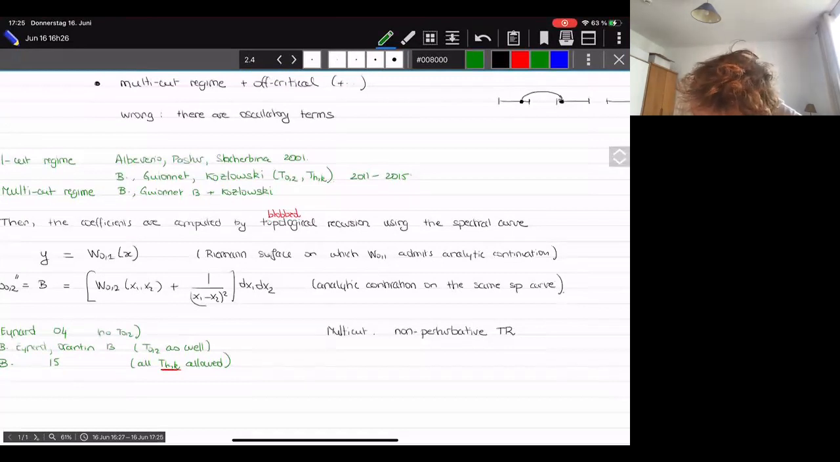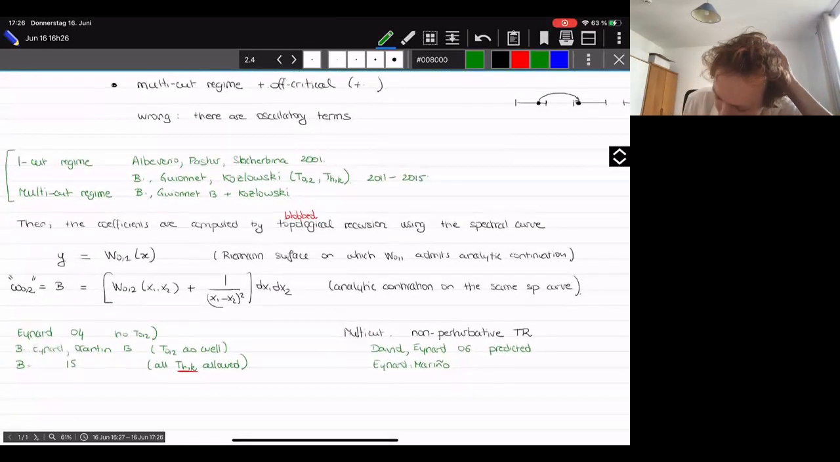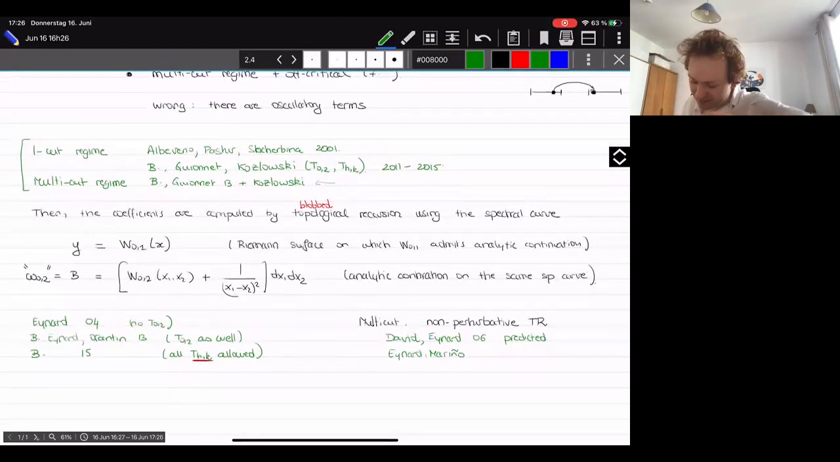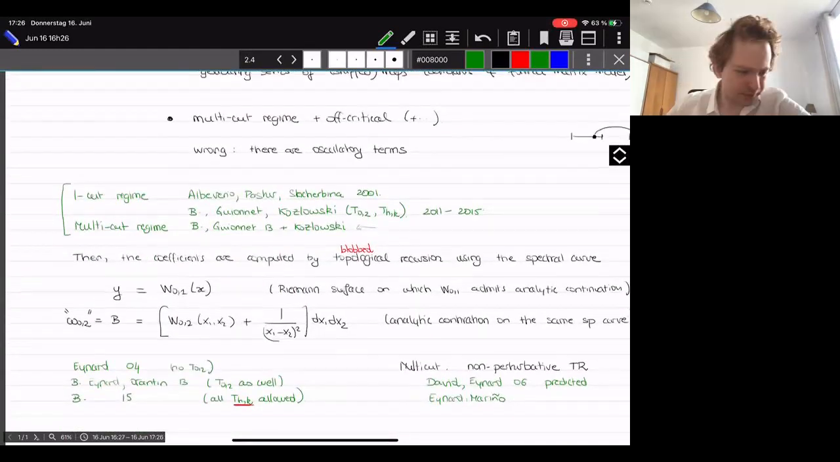And this was predicted by Eynard and David, I think around 2006, if I remember. And then it was further studied by Eynard and Marino. So again, just purely algebraic, and then it was proved that this does give the asymptotics in these papers here. And here it mixes the topological recursion with some theta function attached to the spectral curve.